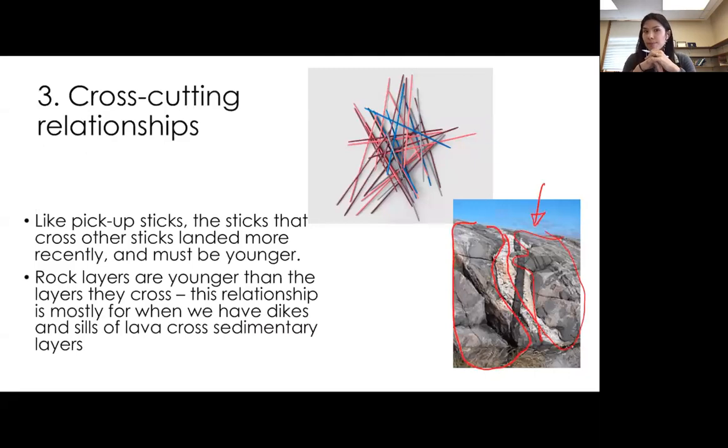If it was older, the gray rock wouldn't be there for it to cut through. So that doesn't really make sense. So whatever it's cutting through has to be older. And the rock layers that cut through a layer are younger. So this black dike that cuts through both the white layer and the gray rock is younger than both of them. So this is going to be important, mostly when we have things like volcanic dikes and sills that are cutting across sedimentary rocks, or when we have things like faults that cut through.